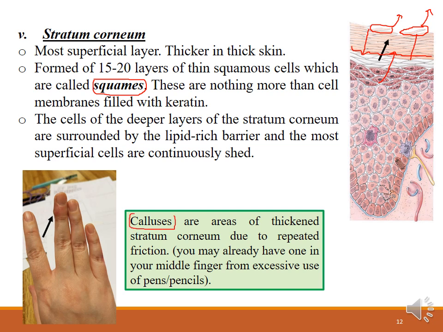Calluses are areas of thickened stratum corneum due to repeated friction. So areas of the body where we have repeated friction, the stratum corneum will become thickened to form calluses. And here's an example in this image. As most of us use pens and pencils, most of us will have such calluses in our middle finger, because this is the place where the pen rests and moves, producing friction, and this will lead to the formation of callus.